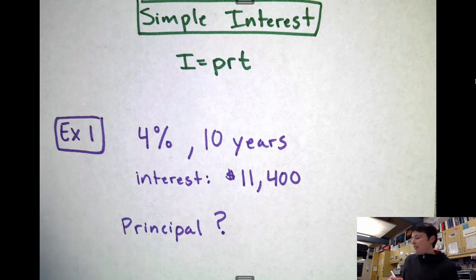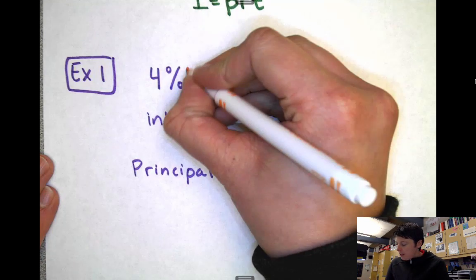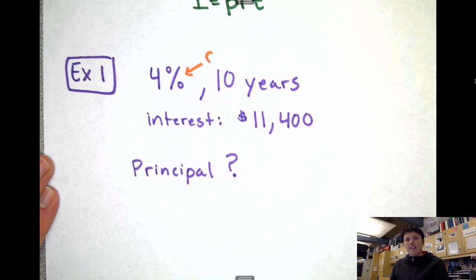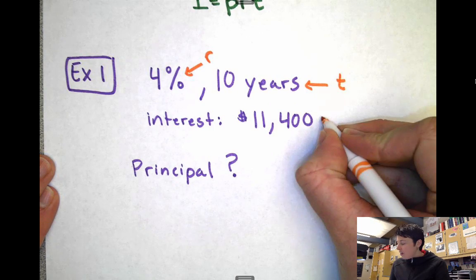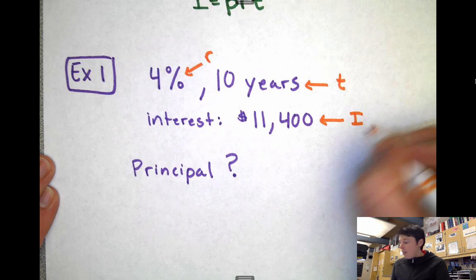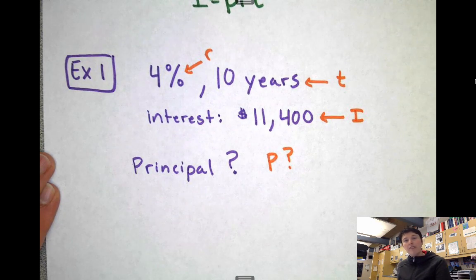So look at what we're given here. We're given different facts. We're given 4%. Well, that's our rate. That's our R. We're given 10 years. That's our time. And we're given our interest. That's our I. What we don't know is our principal. That's the missing piece of our formula.